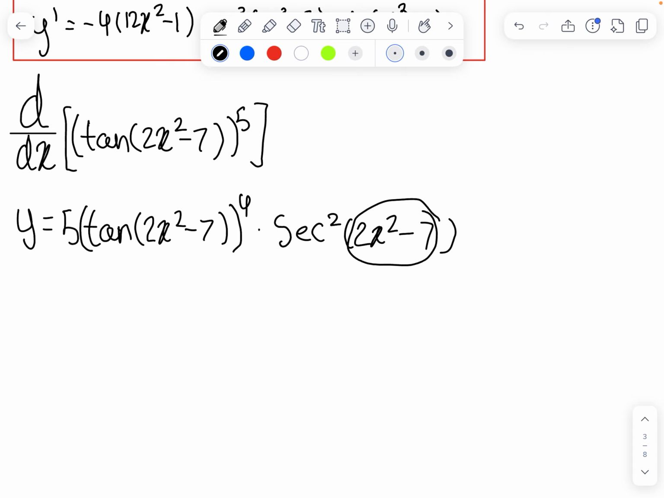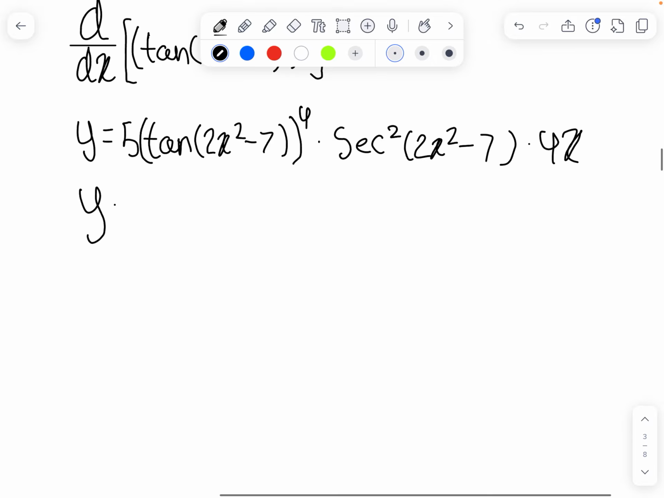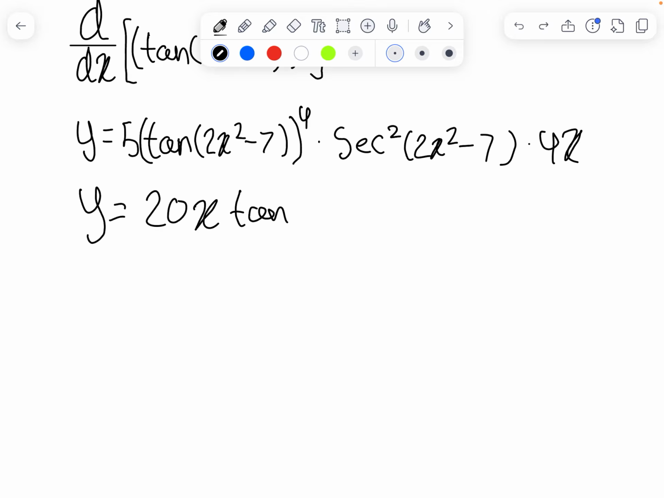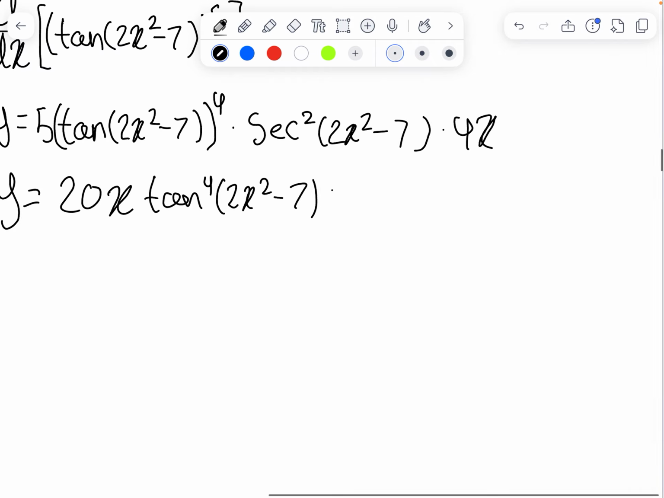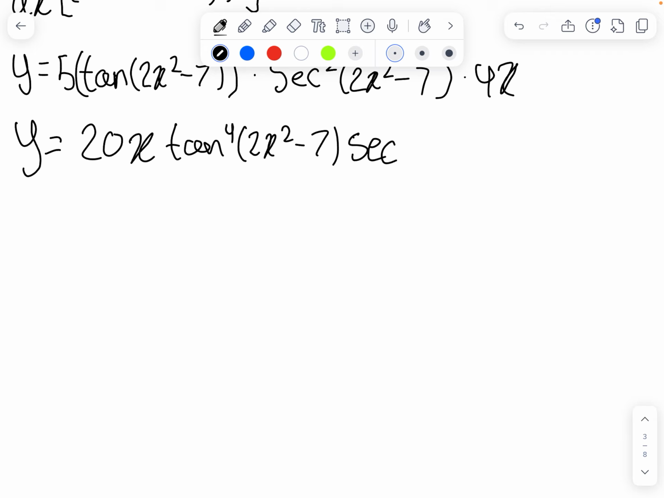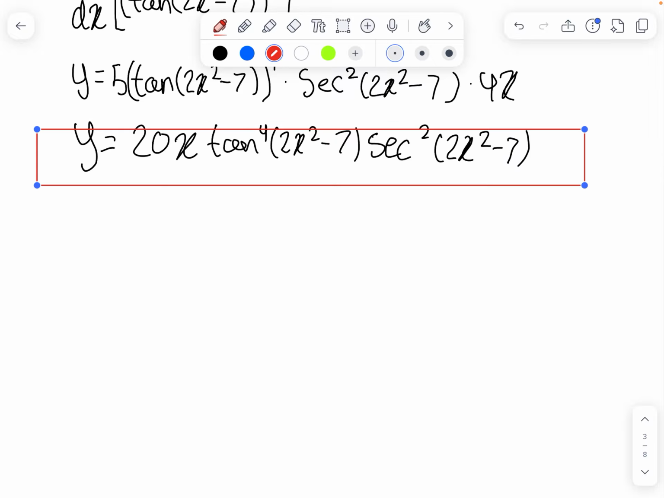And now for the derivative of this term. And now if we multiply everything out, we should just get 20x tangent, not to the power of 4, of 2x squared minus 7 multiplied by secant squared of 2x squared minus 7. And this is your answer.